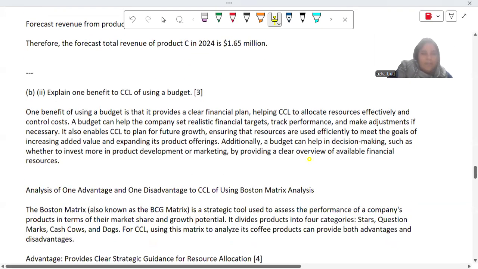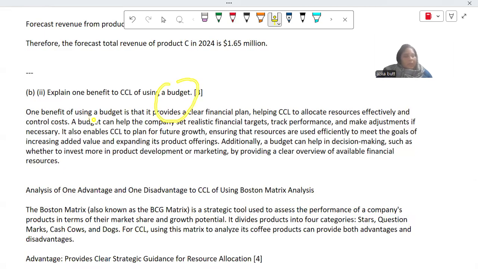Now we are going to explain one benefit to CCL of using a budget. So one benefit of using a budget is that it provides a clear financial plan, helping CCL to allocate resources effectively and control costs. So a budget can help the company set realistic financial targets, track performance, and make adjustments if necessary. It also enables CCL to plan for future growth, ensuring that resources are used efficiently to meet the goals of increasing added value and expanding its product offerings.